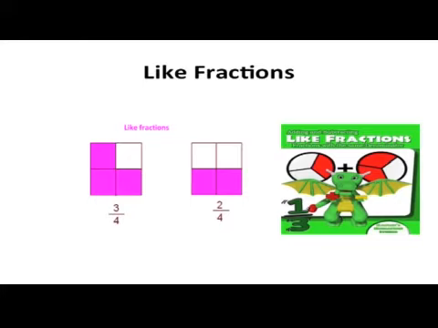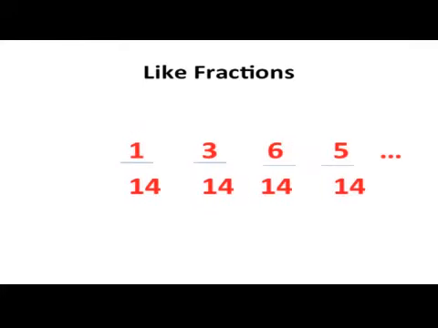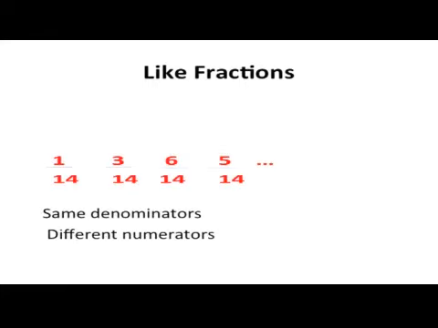Next is like fractions. The examples of like fractions are 1 by 14, 3 by 14, 6 by 14, 5 by 14 and so on. Observe the given series. What do you find? In the above series, all the fractions have the same denominator and different numerators. This type of fractions are called like fractions.